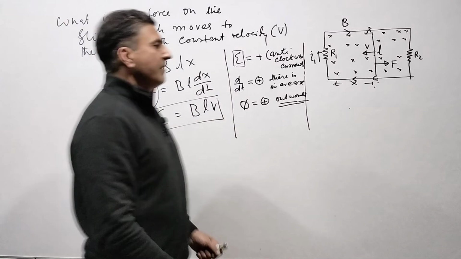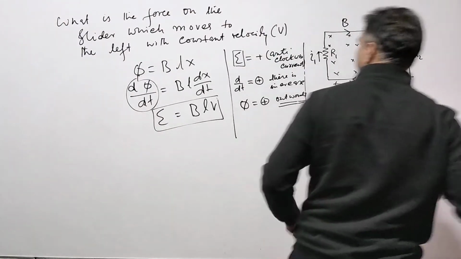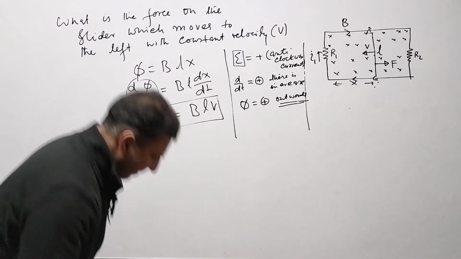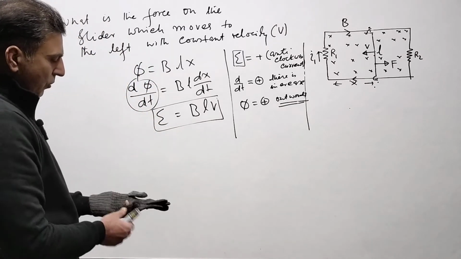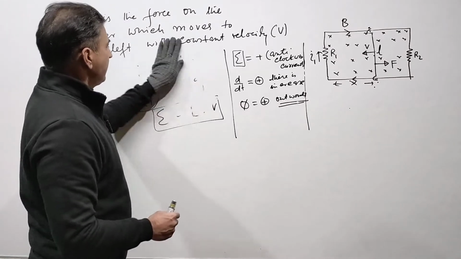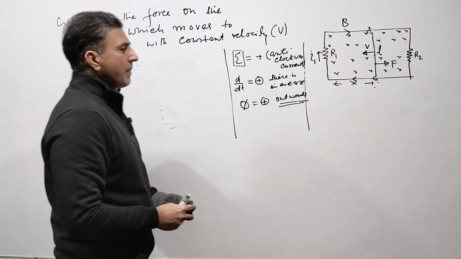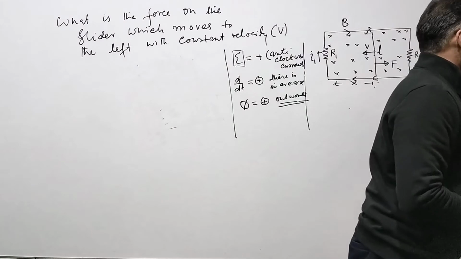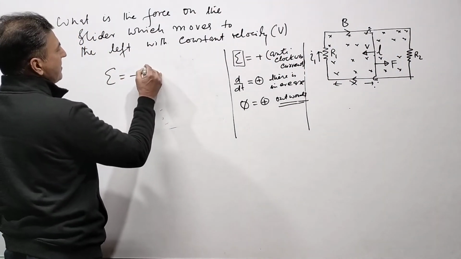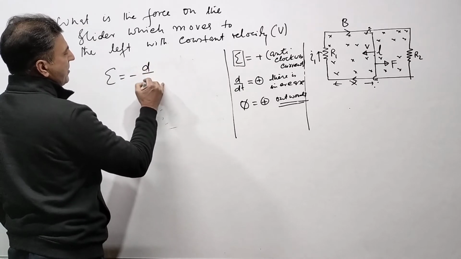Let me find it out again, so that you remember when the current is clockwise or when it is anti-clockwise. See here. Induced EMF is minus dΦ/dt.